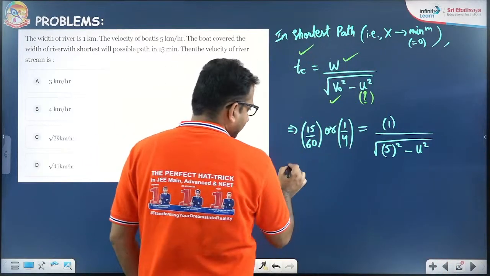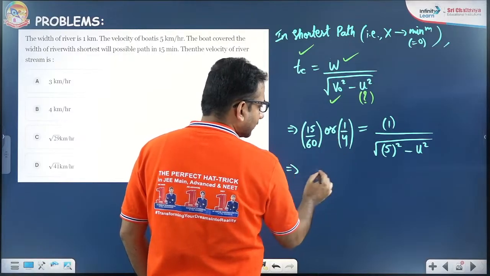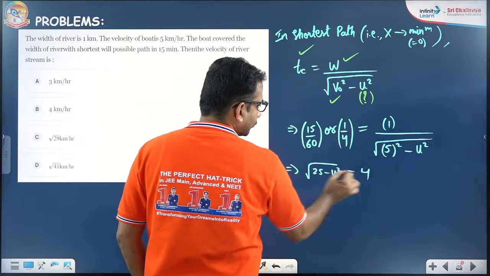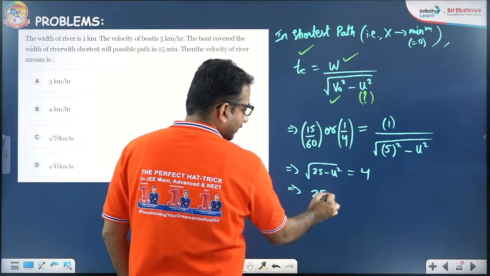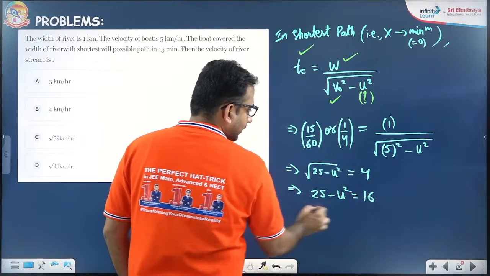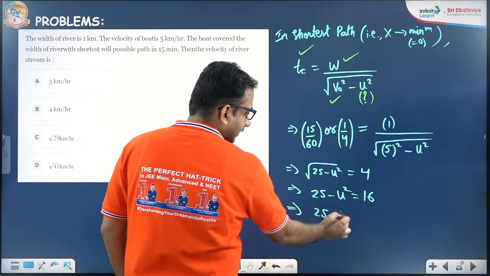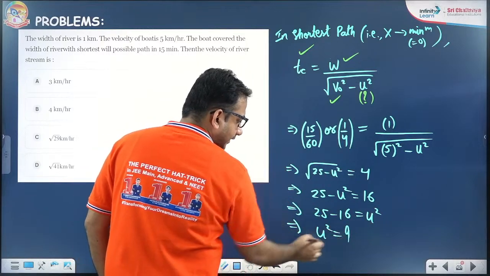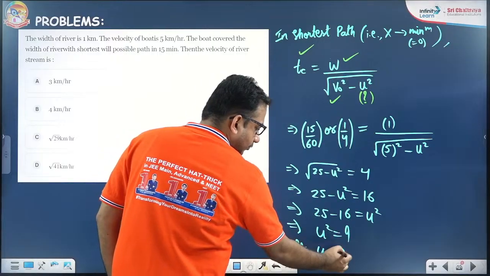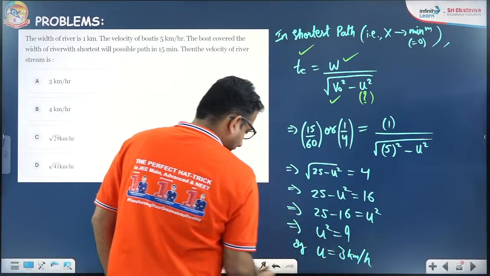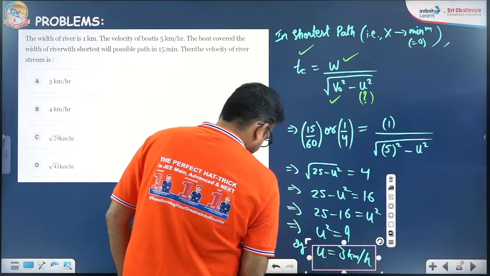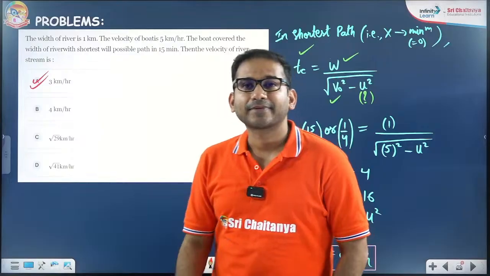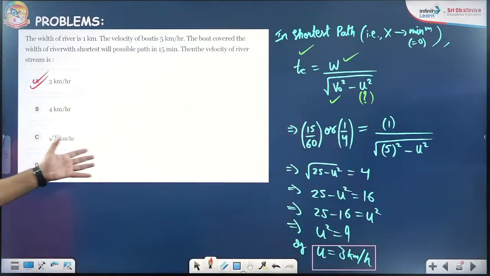So what you can do is cross multiply. It is under root 25 minus U square equal to 4. This implies, squaring both sides, 25 minus U square is 16. Exchange the sides: 25 minus 16 is equal to U square. This implies U square is equal to 9, so U will be equal to 3 kilometer per hour. Hence the correct option is option A. Is that clear?